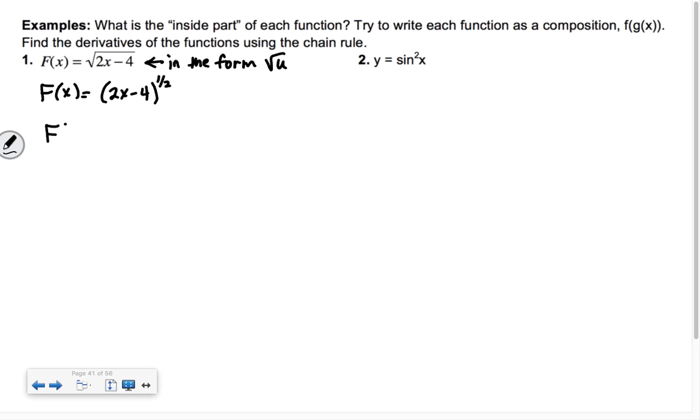So when I take the derivative, f prime of x, I'm going to have my 1/2. I treat that inside part as if it's one variable, like u. So I say, okay, that's still 2x minus 4, raised to the negative 1/2, and then times what? 2, the derivative of the inside, exactly. So this you can clean up a little bit. The 1/2 and the 2 will reduce out at least. So you could write this as 1 over the square root of 2x minus 4.